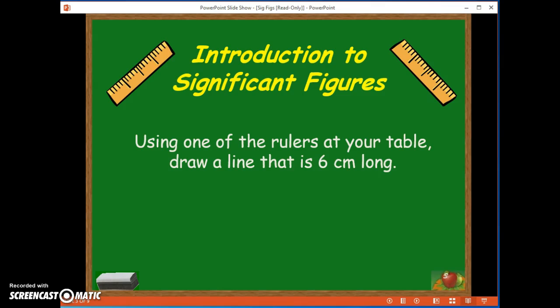There are 3 types, A, B, and C. The idea is that everybody's supposed to have a different line. So whichever ruler you get, that's the one you get, and just draw your 6 centimeter long line. Okay, so I'll give you 30 seconds. Go ahead and draw your line, 6 centimeters.